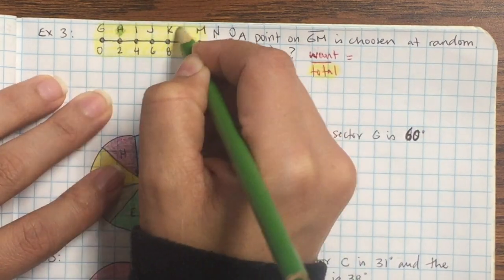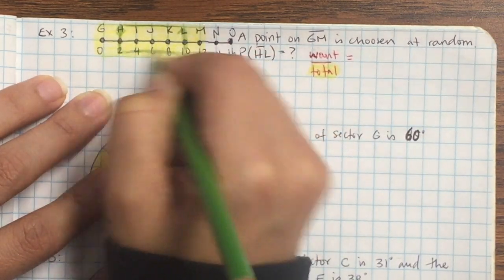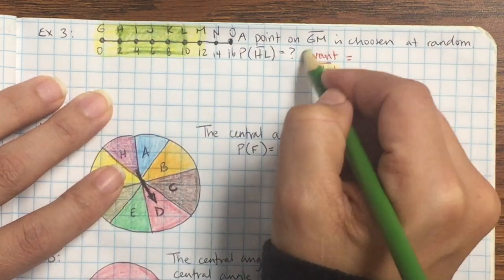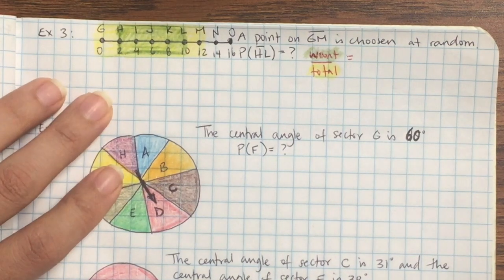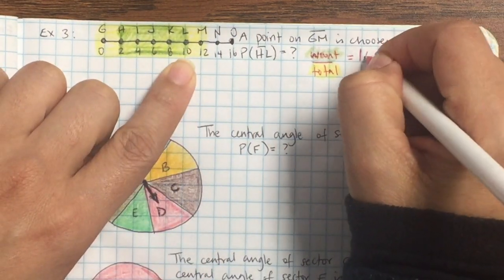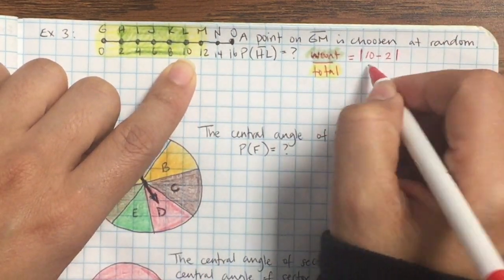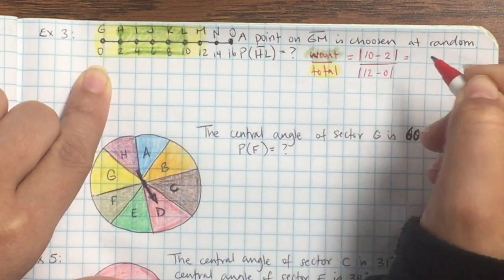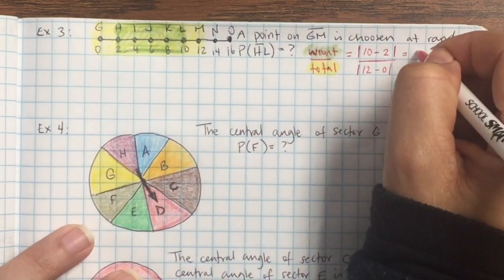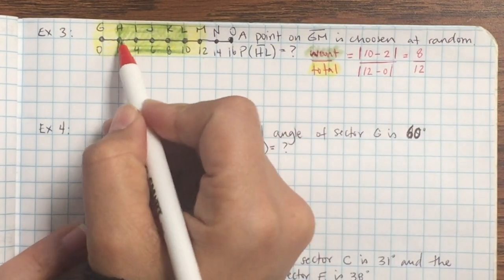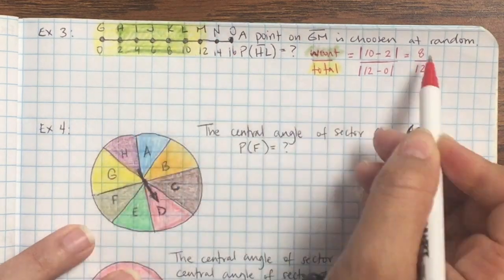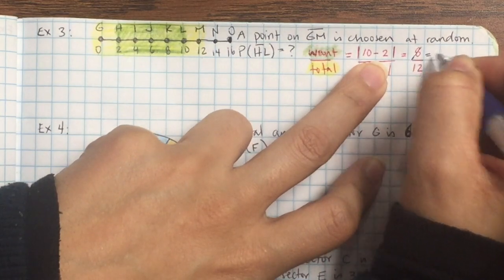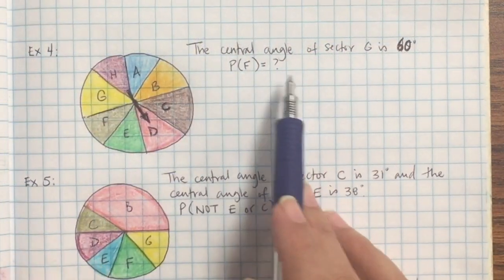This is a listening check. Put a box around example 3 and color it in. So probability is what I want over my total. So what I want is 10 minus 2, and in absolute value, meaning if it's already negative, it doesn't matter, it's going to become positive at the end. And then 12 minus 0 from G to M. So that's going to give me 8 over 12. So from H to L goes 2, 4, 6, 8. And G to M goes 2, 4, 6, 8, 12. So you can count it or you can subtract, but it's just easier to subtract.